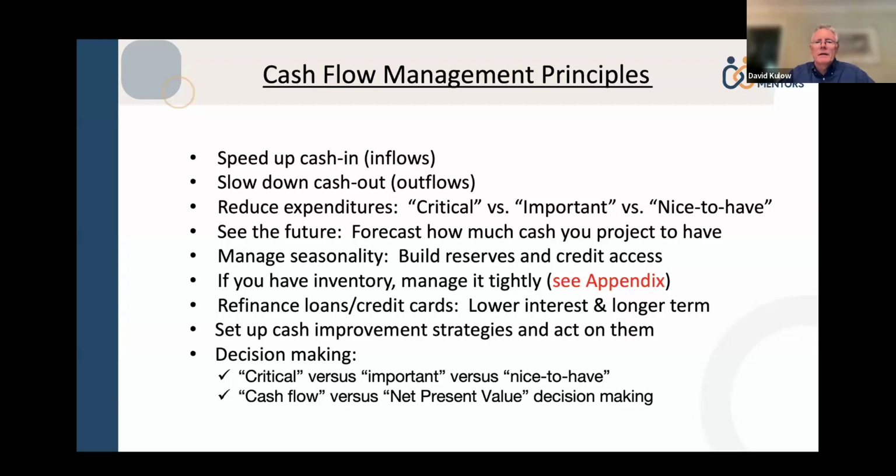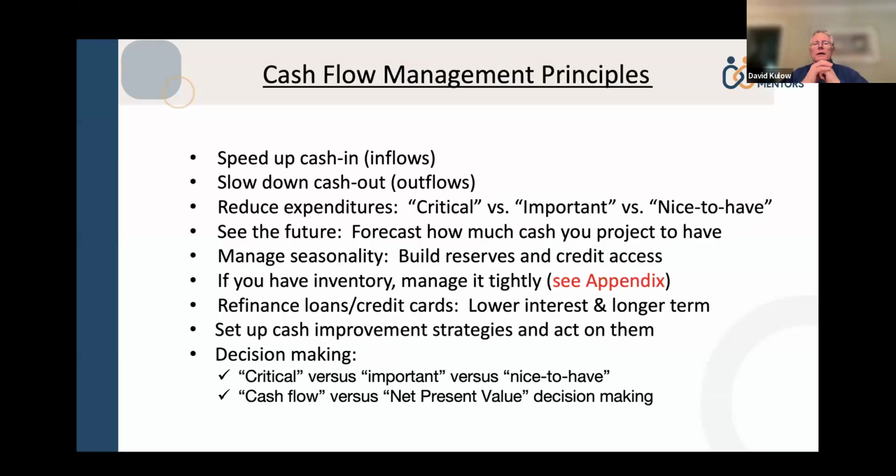Refinance your loans or credit cards to lower interest or extend your terms out. So say you have a loan that's for 1 year, that's going to be higher on a principal and interest payment than say a 5-year loan. So see if you can potentially do that to spread your cash outflow out longer. Set up cash improvement strategies and act on them. And then, oops, I'm sorry, going back to the decision making, critical, important versus nice to have.